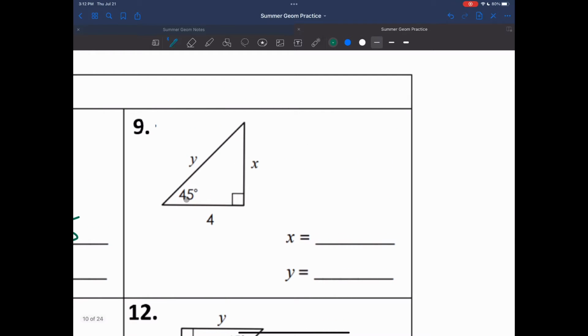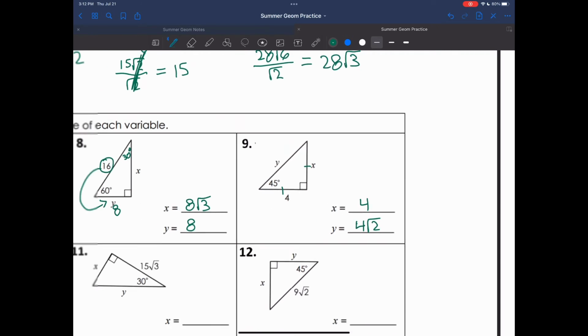Okay, we got another 45, 45, 90. This is an easy one. They give you the leg. So x is going to equal the same thing because those are the two that match each other. So that's 4. And then it's pretty straightforward. Our hypotenuse would just be 4 times the square root of 2. That's it. Don't have to work in reverse on that one.